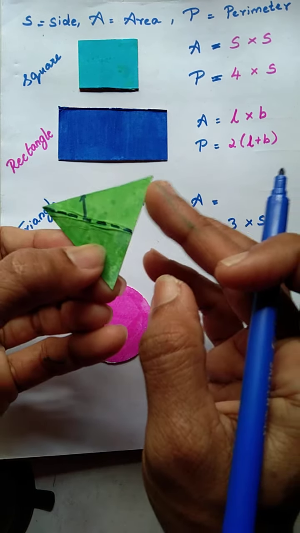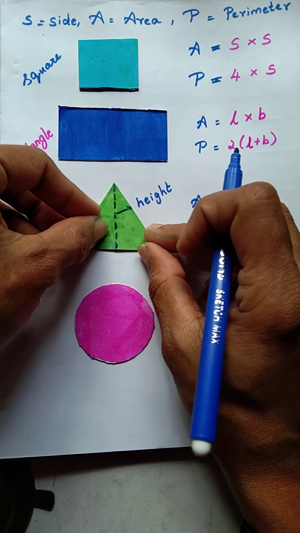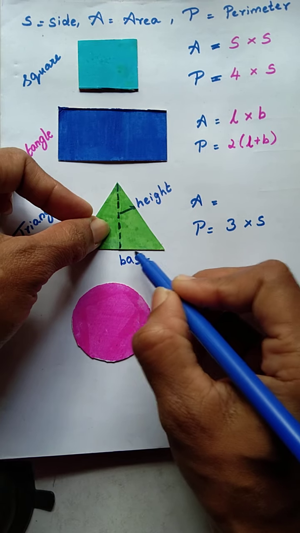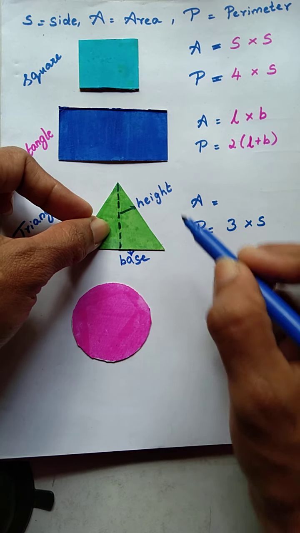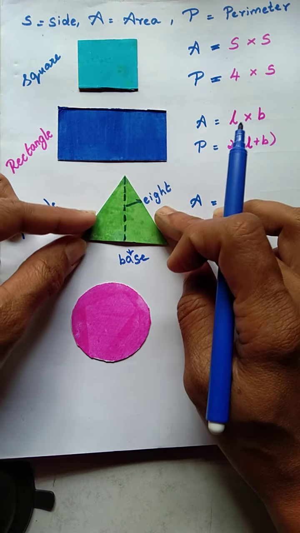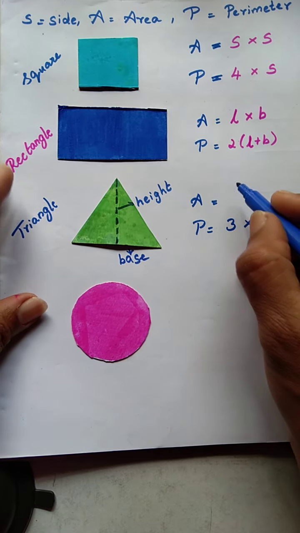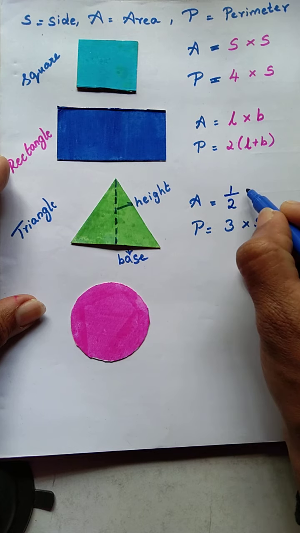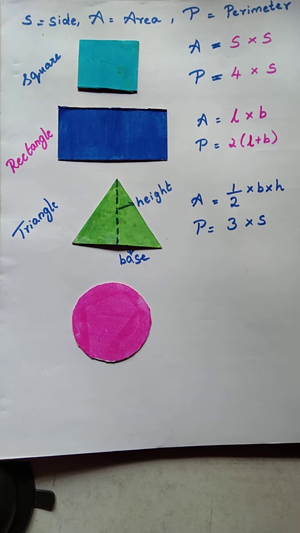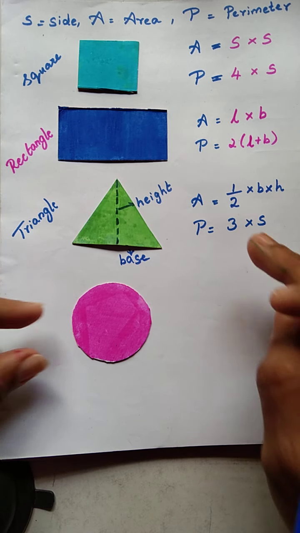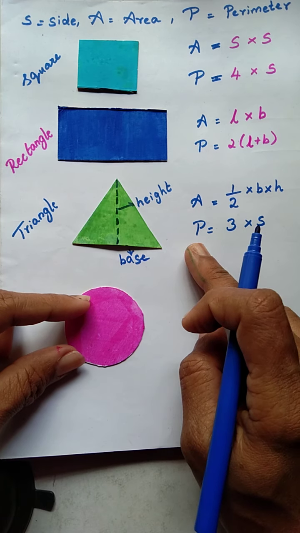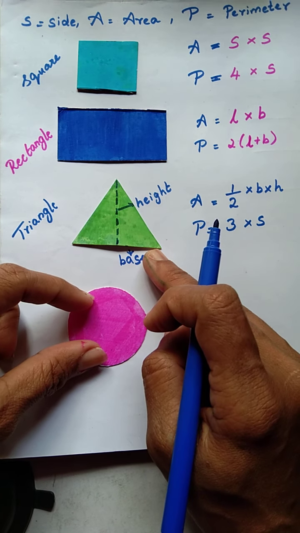And this line, can you see this line? It is the base. So this line we'll call it as base, and this line we'll call it as height. Now I am going to teach you the formula: half into base into height. This is the formula for area of a triangle. And 3 into side is the formula for perimeter of a triangle.